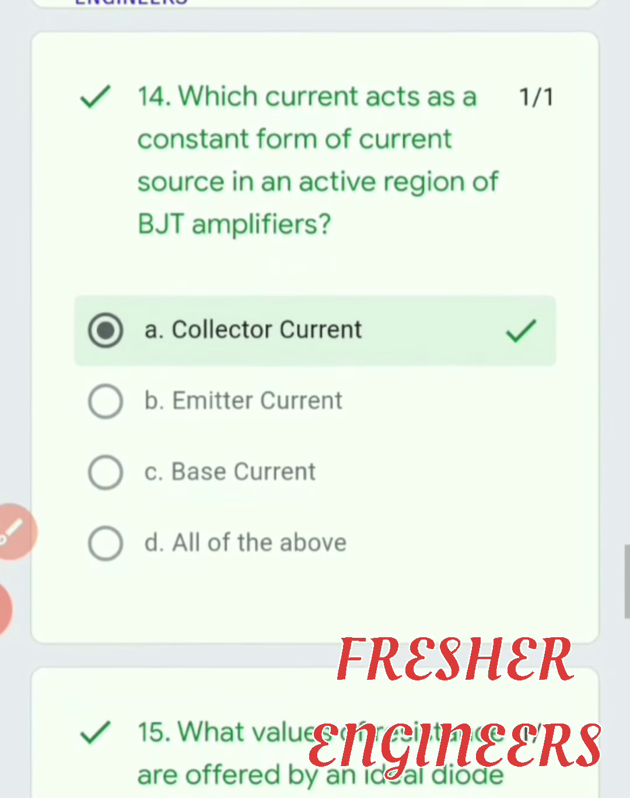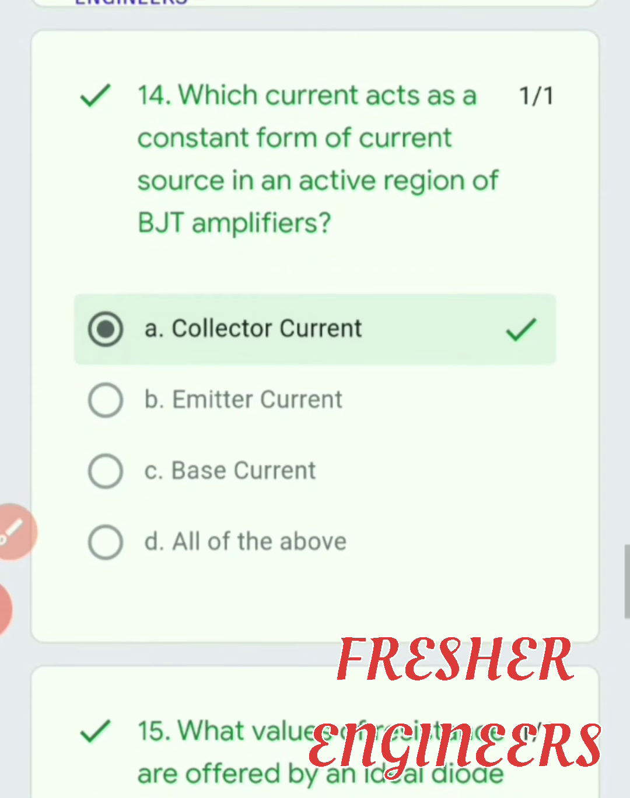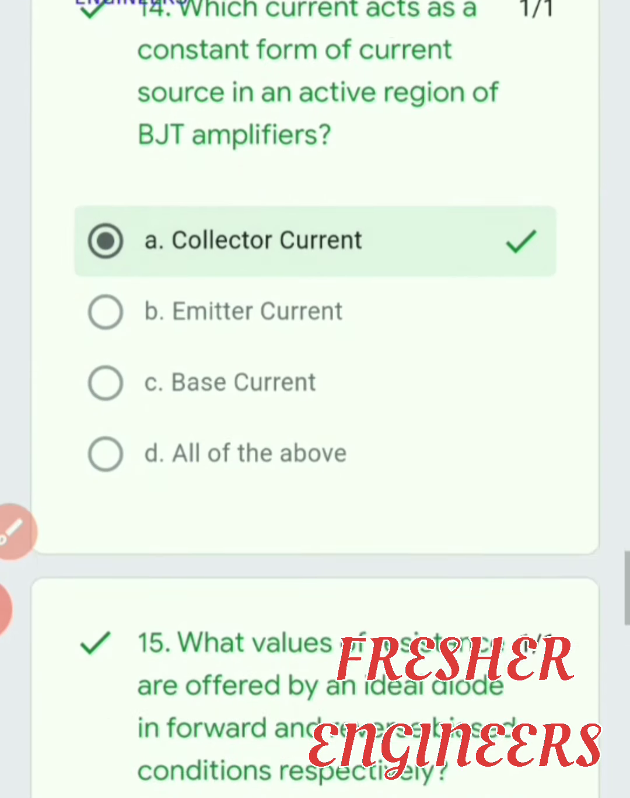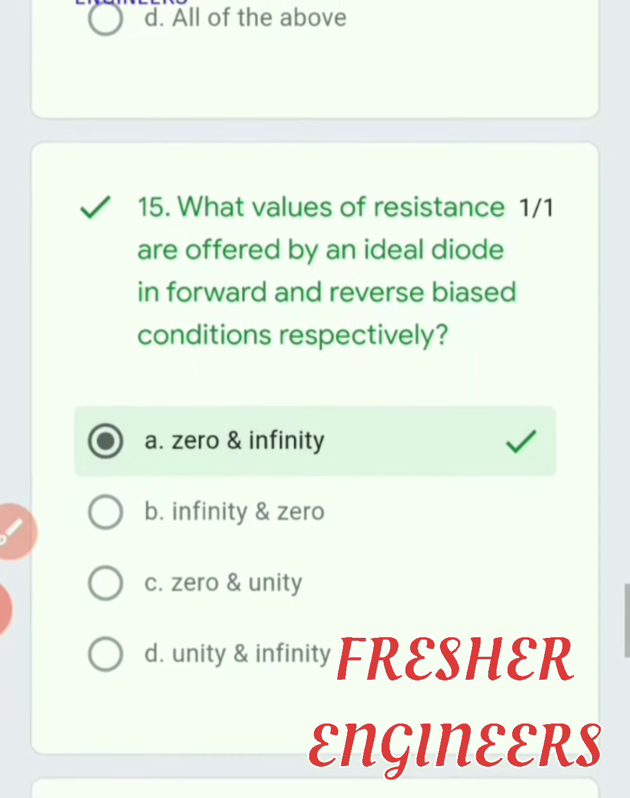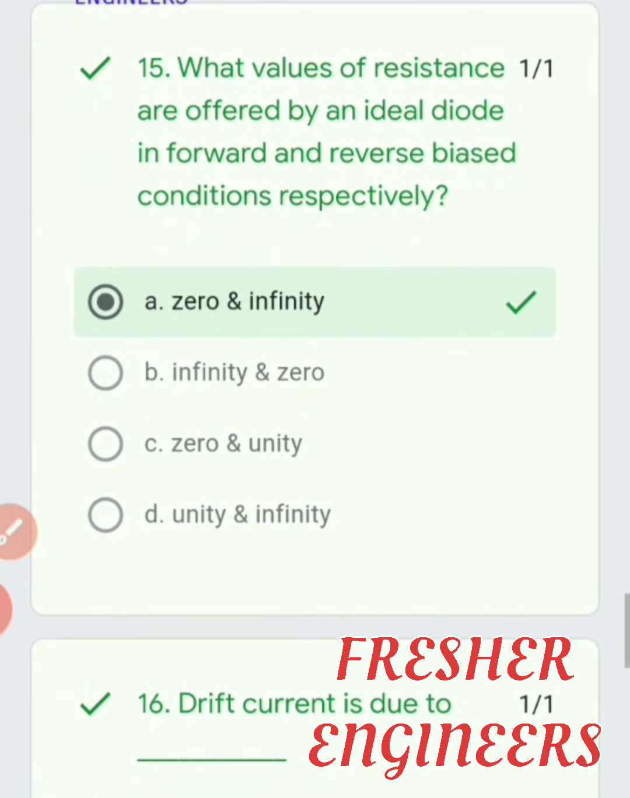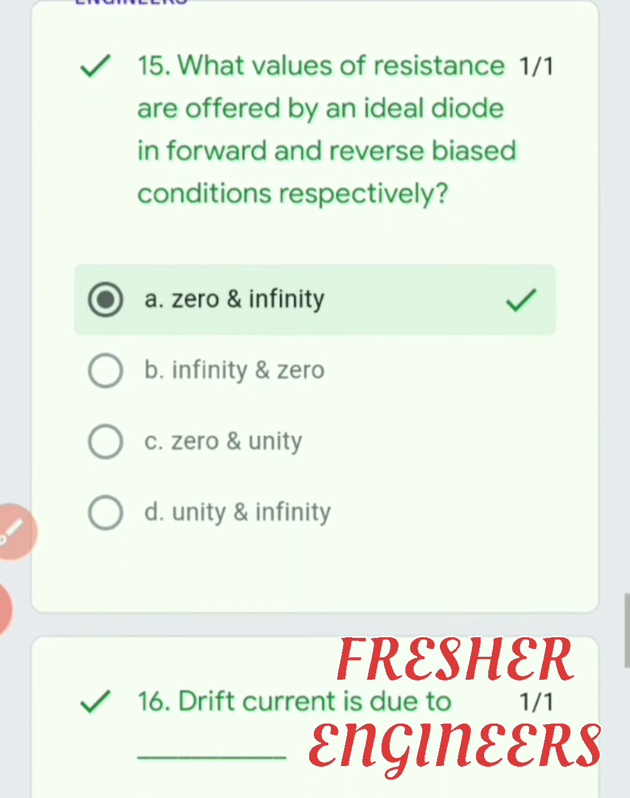Which current acts as a constant current source in an active region of BJT amplifier? That is collector current. Hence the correct option is A. What values of resistance are offered by an ideal diode in forward and reverse biased condition respectively? Hence the correct option is A.